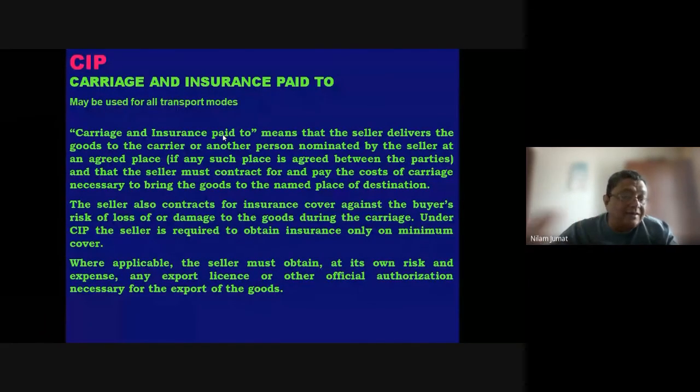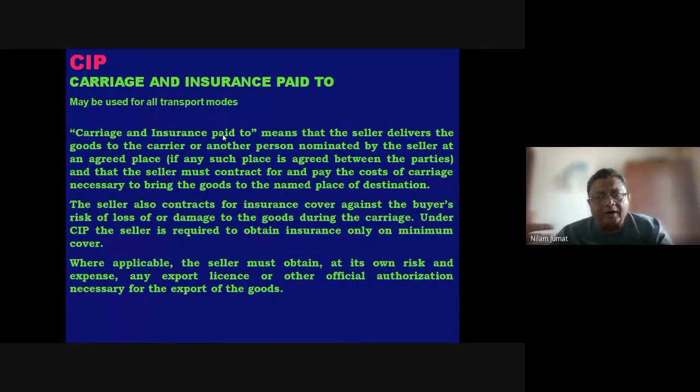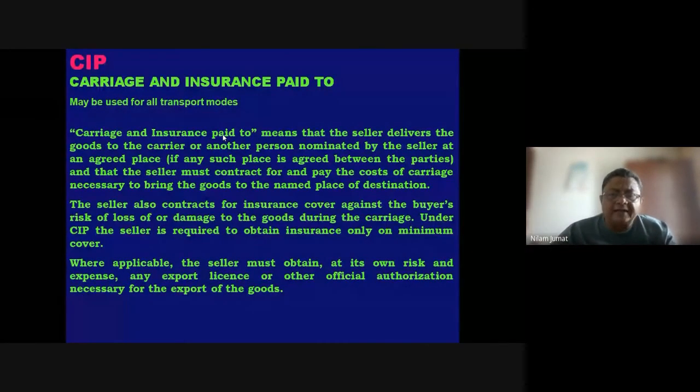But it's not the responsibility. If an accident happens, it's not the seller's responsibility. He can do what he wants. If the ship sinks, either the importer can just keep quiet. He can do whatever he wants. But the only help the exporter has done is he has given him an insurance policy.